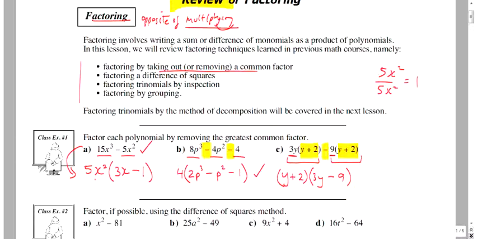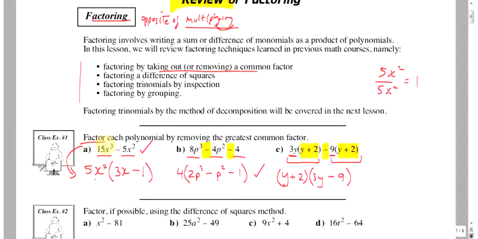Okay, let's check it again. Y plus 2 times 3y is 3y plus 2. Y plus 2 times minus 9 is minus 9y plus 2. That's the same as that. Okay?